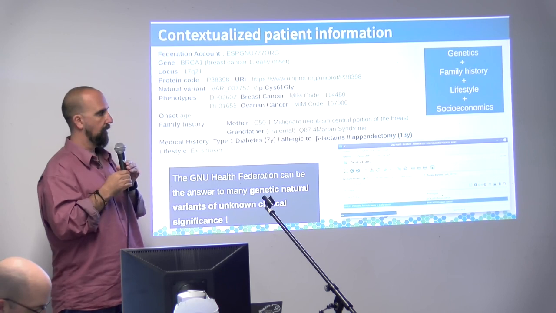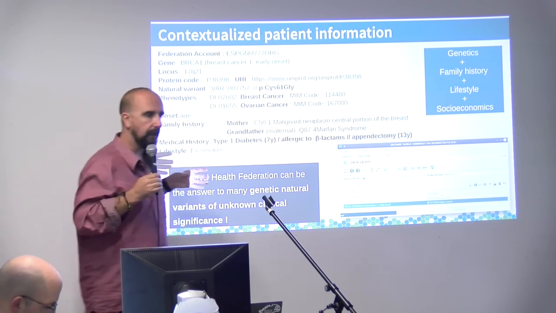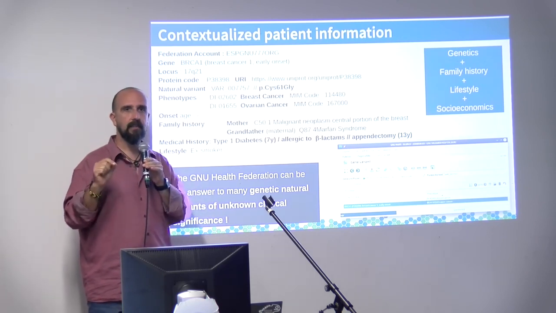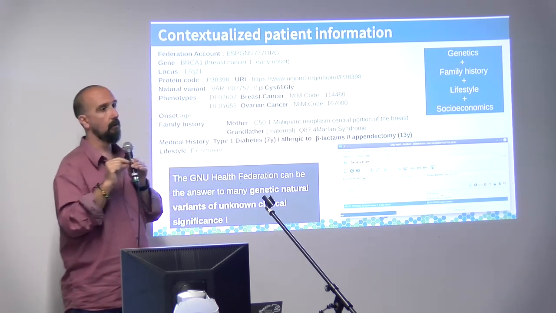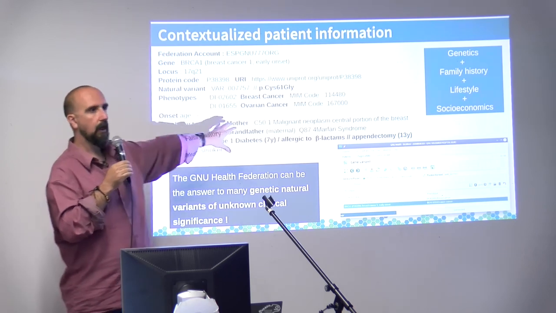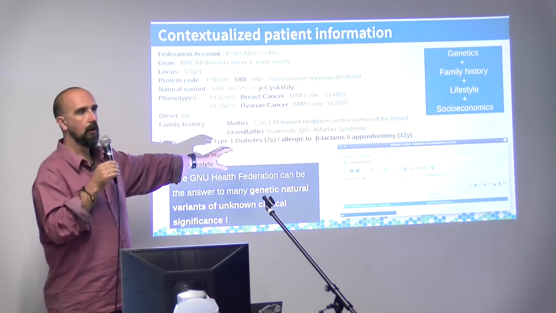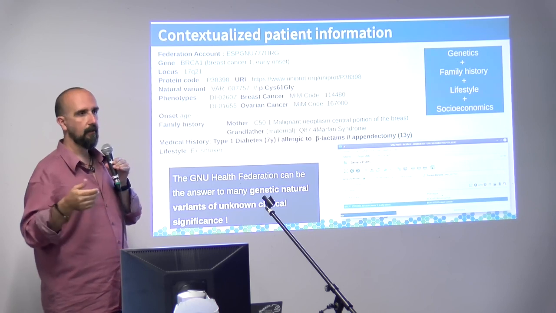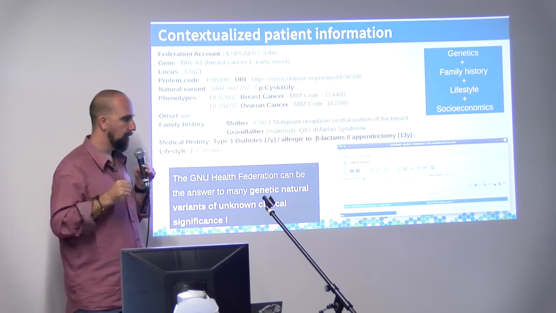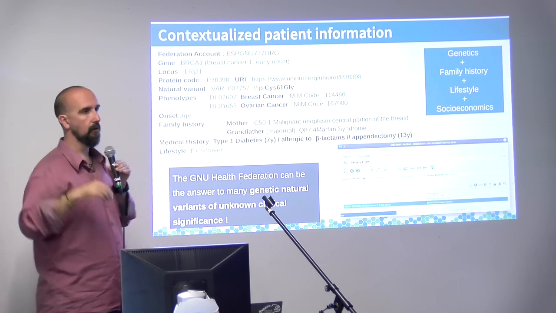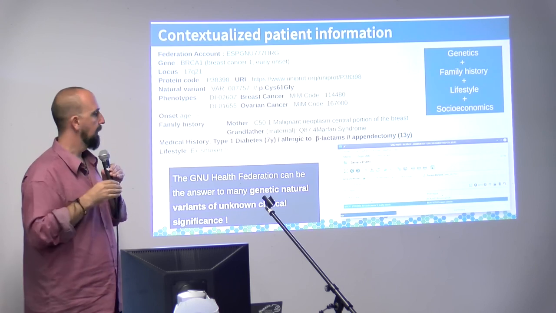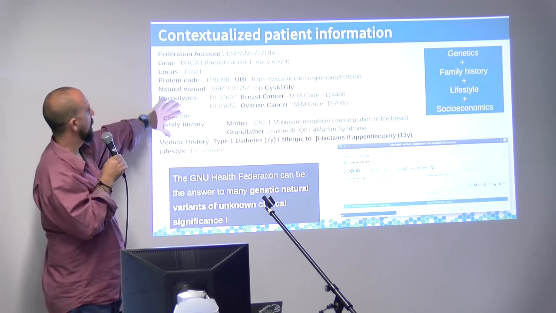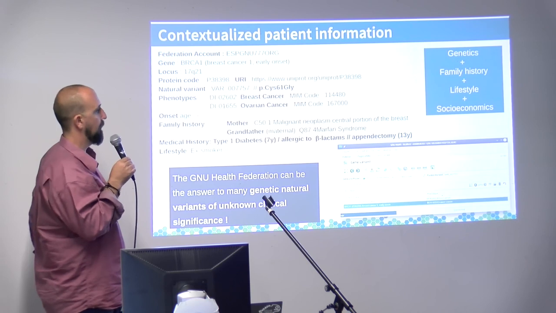That is one of the beauties of having this federated model. You aggregate a lot of data from a lot of different places, and now we are not only basing ourselves on the molecular basis of health or disease. We are not just going to have this amino acid change. We are also going to include family history, lifestyle and other factors that are going to influence whether you are going to express that disease or not. So here is an example of all the things that you are going to have on one specific page of life of that person, right?